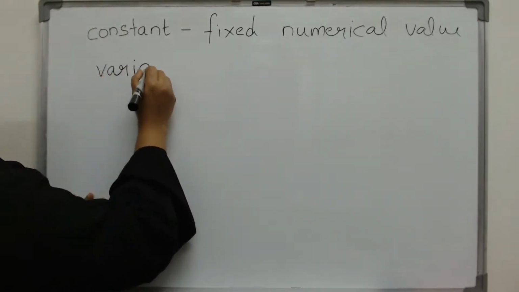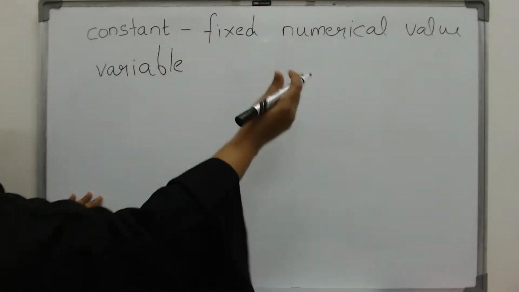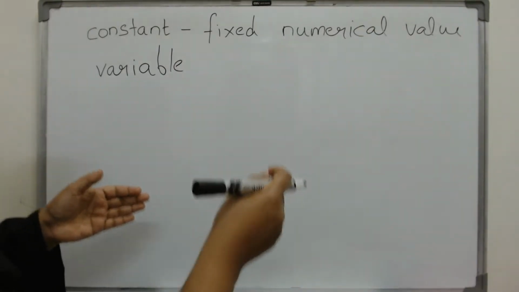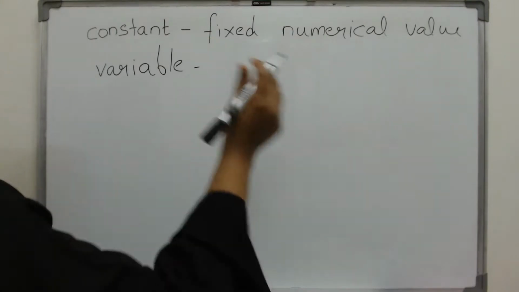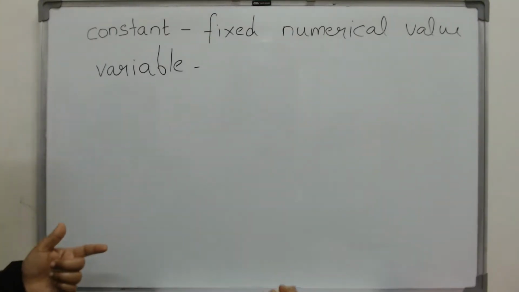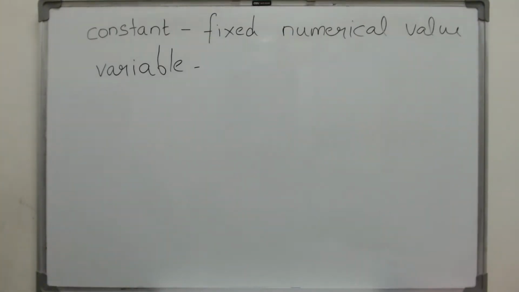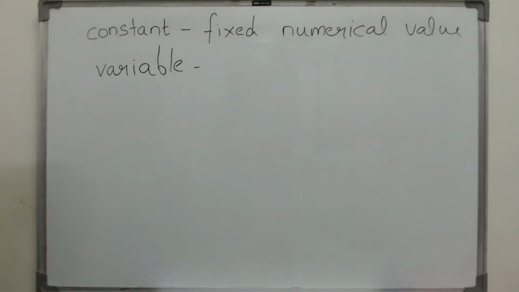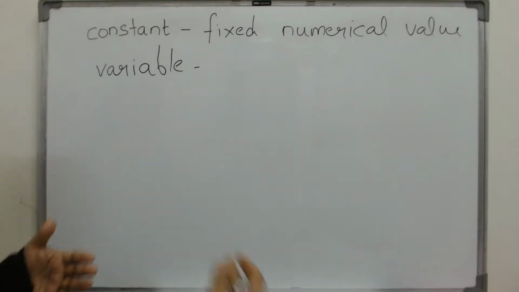A variable is the opposite of constant. If constant is a numerical value which is fixed, variable is a numerical value which keeps on changing. In your surroundings, can you think of such numbers which keep on changing? For example, your age changes every year, your weight, your height. These are numerical values which keep on changing.